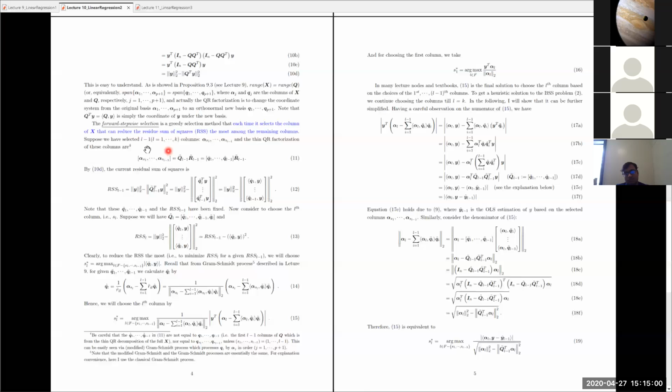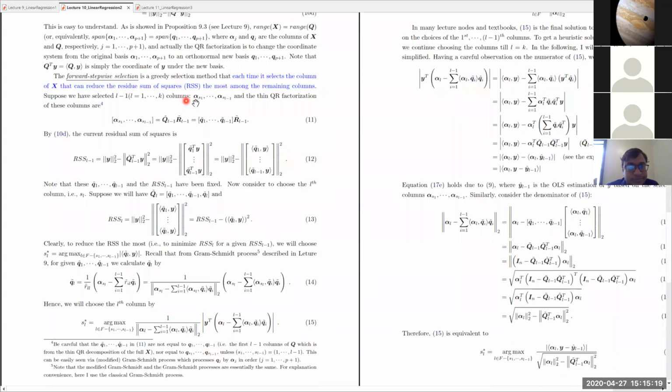Now, suppose I have already selected L-1 columns, and I call them alpha S1, and so on, up to alpha S_{L-1}. By the way, guys, is it big enough? Can you see it clearly? It may be too small. Maybe I'm old. Now it's big enough. So suppose I have already done the previous L-1 steps. I want to determine the Lth step, the selection of the column in the Lth step.